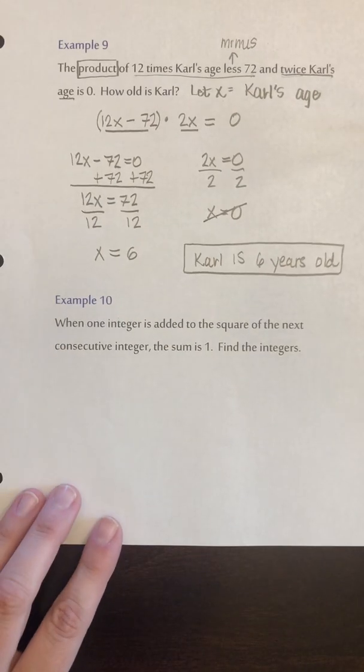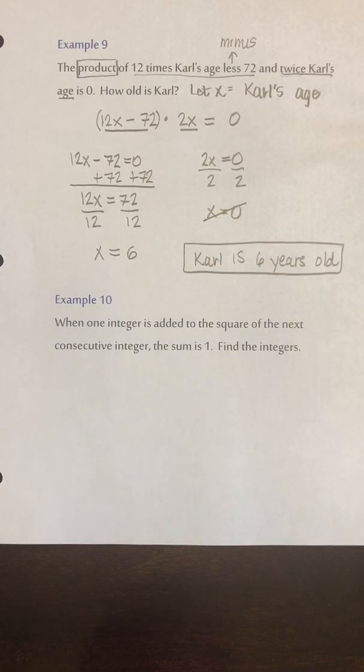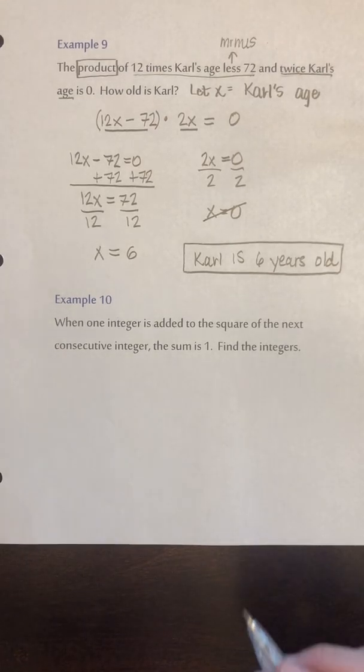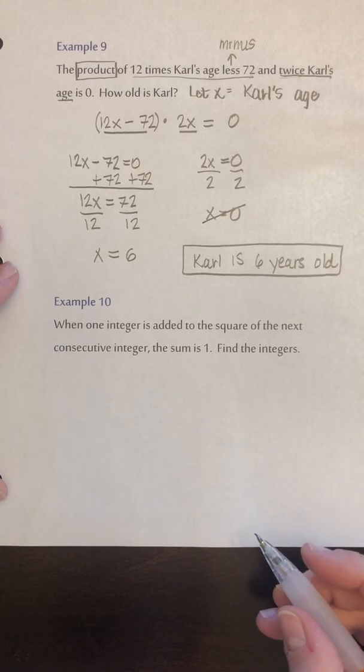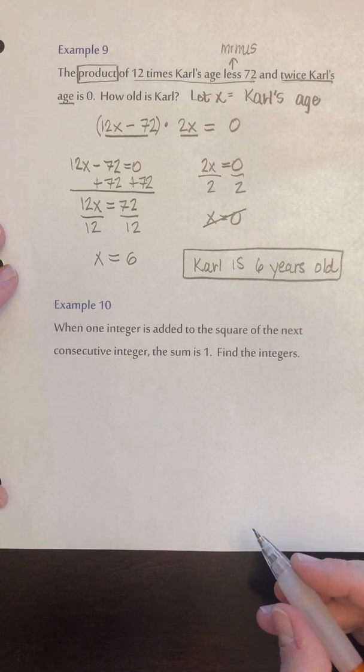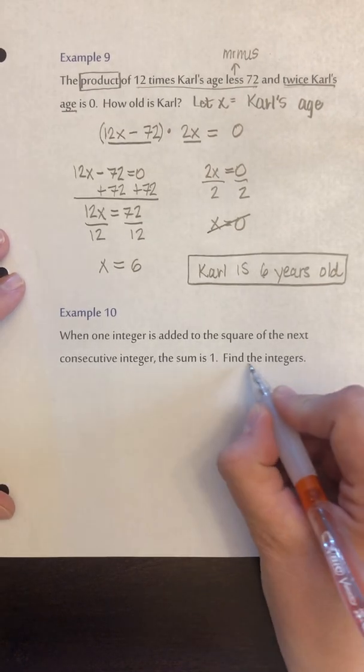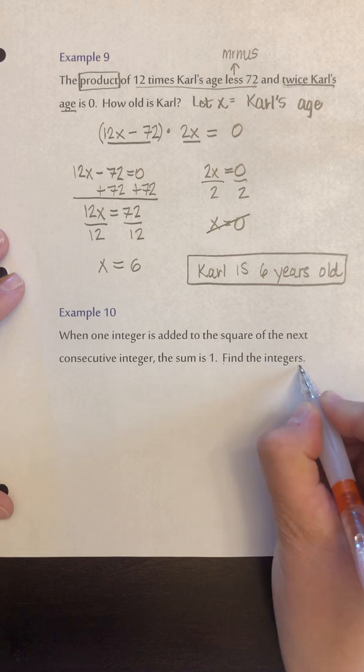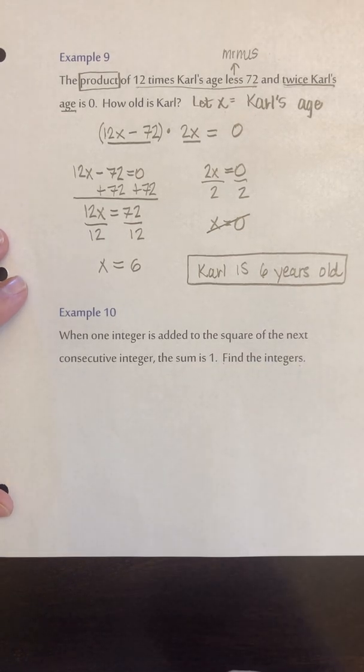Okay, last example. It says when one integer is added to the square of the next consecutive integer, the sum is 1. Find the integers. All right, this one's a little bit more challenging, so I'm going to try to walk through it a little bit slowly with you. We are being asked to find the integers, so let's go back and see what it says. It says when one integer is added to the square of the next consecutive integer.